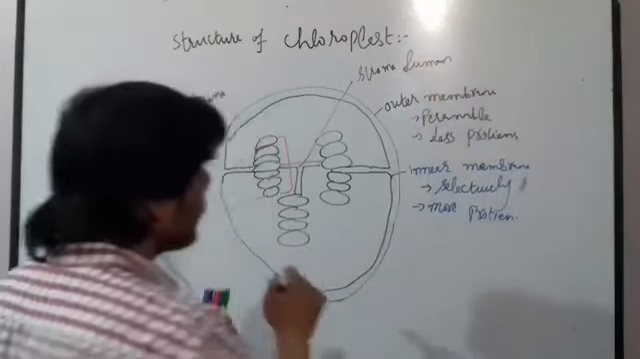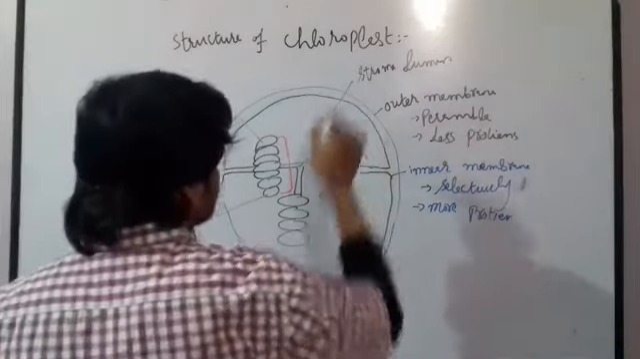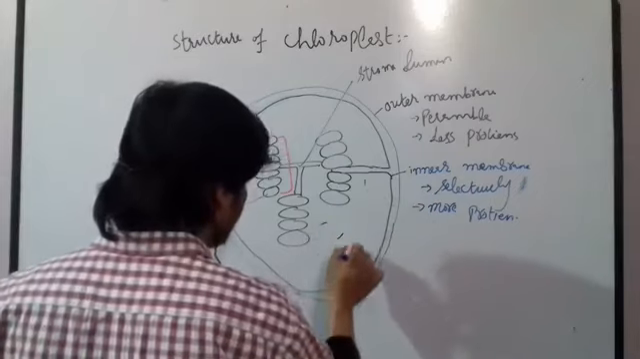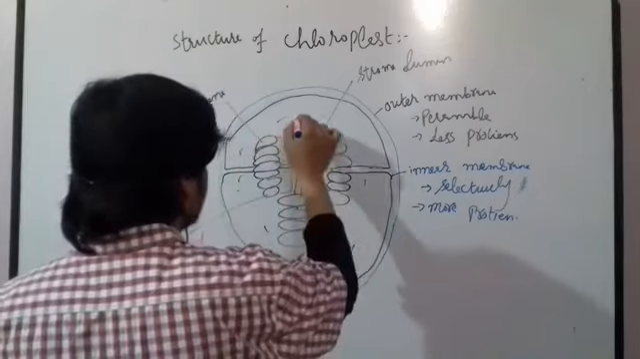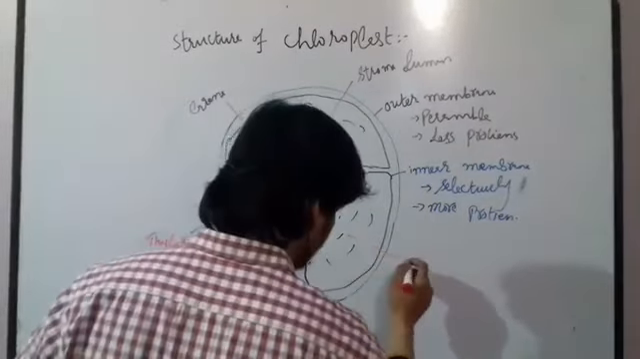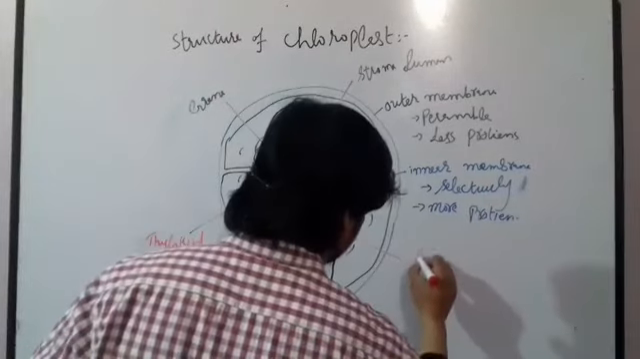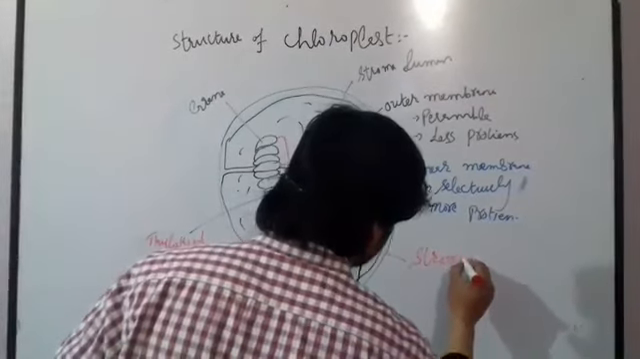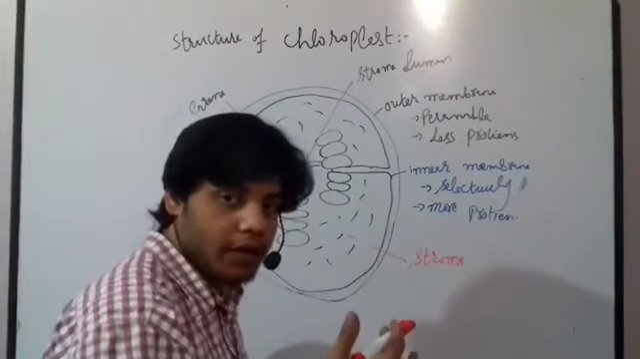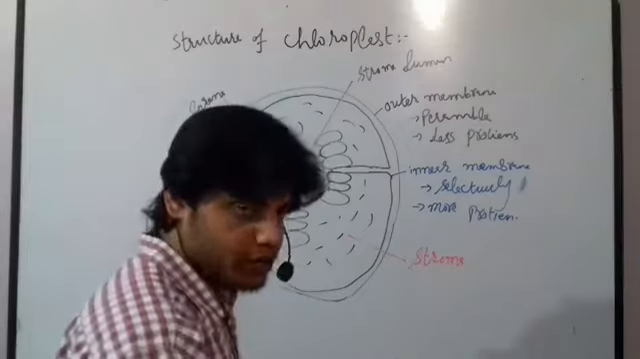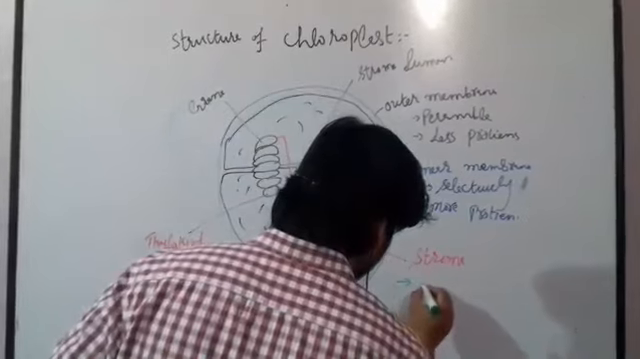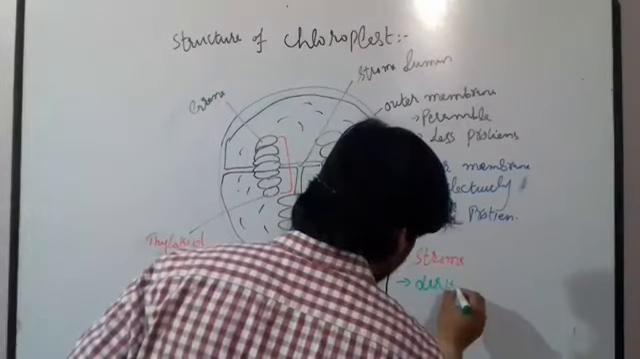Behind that, they also contain a fluid or aqueous solution, as I am drawing. This portion of the chloroplast we call stroma. If we talk about the dark reaction, inshallah we'll discuss dark and light reactions. The dark reaction usually takes place in the stroma portion, so it is actually responsible for the dark reaction.